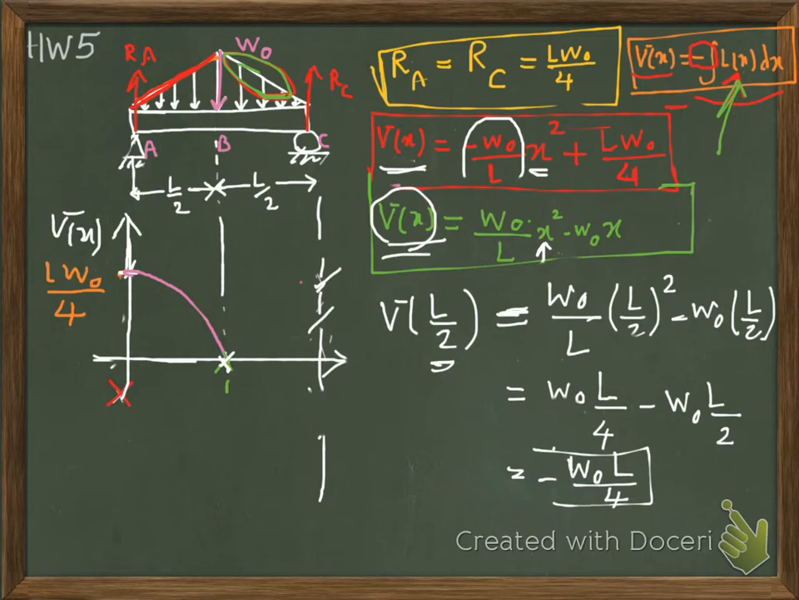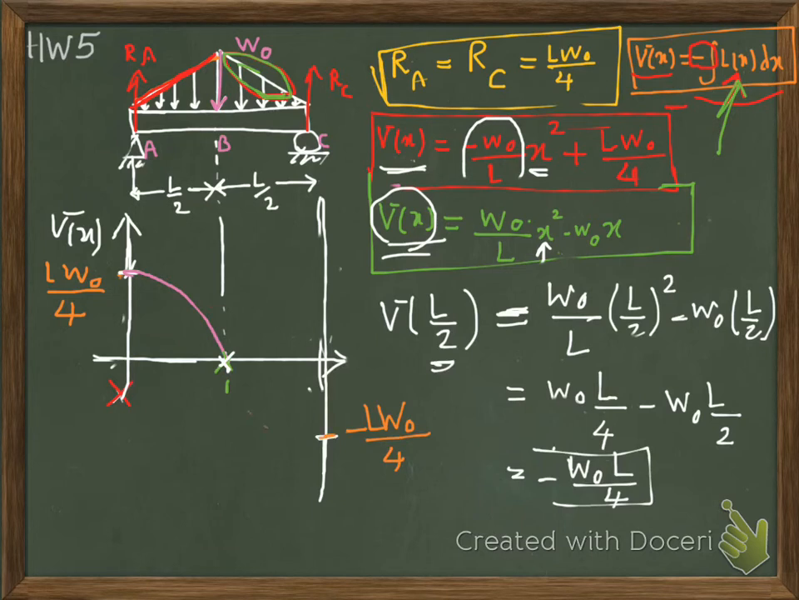Back to white chalk, so it would be here perhaps, and with the magnitude of minus W naught L over 4 down here.